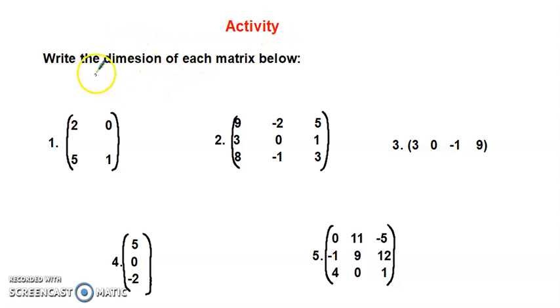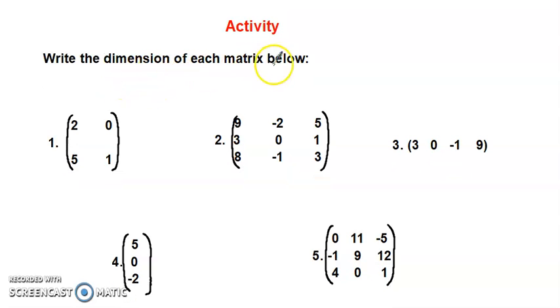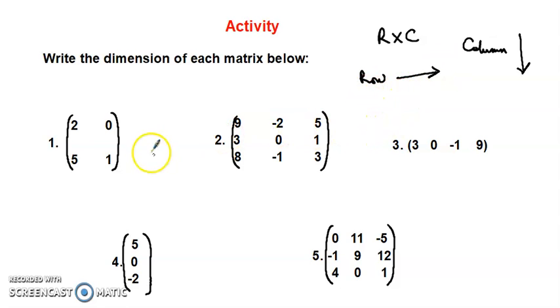Activity. Let's look at this now. Write the dimension of each matrix below. Remember the same row by column procedure that we carried out. Let's now count the rows. Now remember, dimension is row by column. And rows go across, and columns go from top to bottom, or bottom to top.